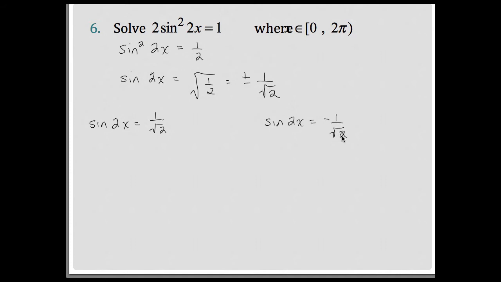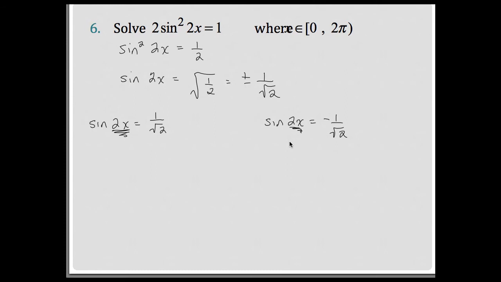So hopefully you're already starting to think about what your reference angle is going to be. The catch on this one is you don't have just plain x, you have 2x. So it's not as simple as just saying x equals whatever you have. It's really 2x equals whatever you have from the unit circle.